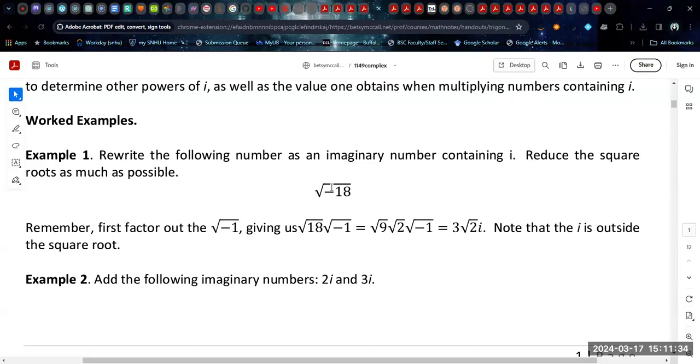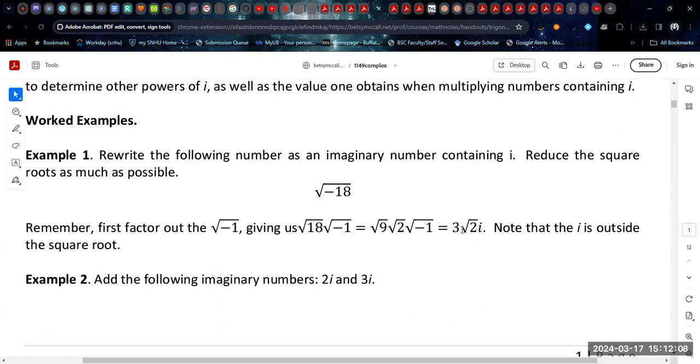So if I have a square root of, say, negative 18, then the first thing I can do is pull out the -1 as a multiplier, because I'm going to be able to represent this as i. And then I can simplify the square root of 18 just as I would normally. I can factor that as 9 and 2. The square root of 9 is 3, and the square root of 2 doesn't simplify. That's just square root of 2. And then the square root of -1, I can rewrite as i, and i is on the outside of the square root.